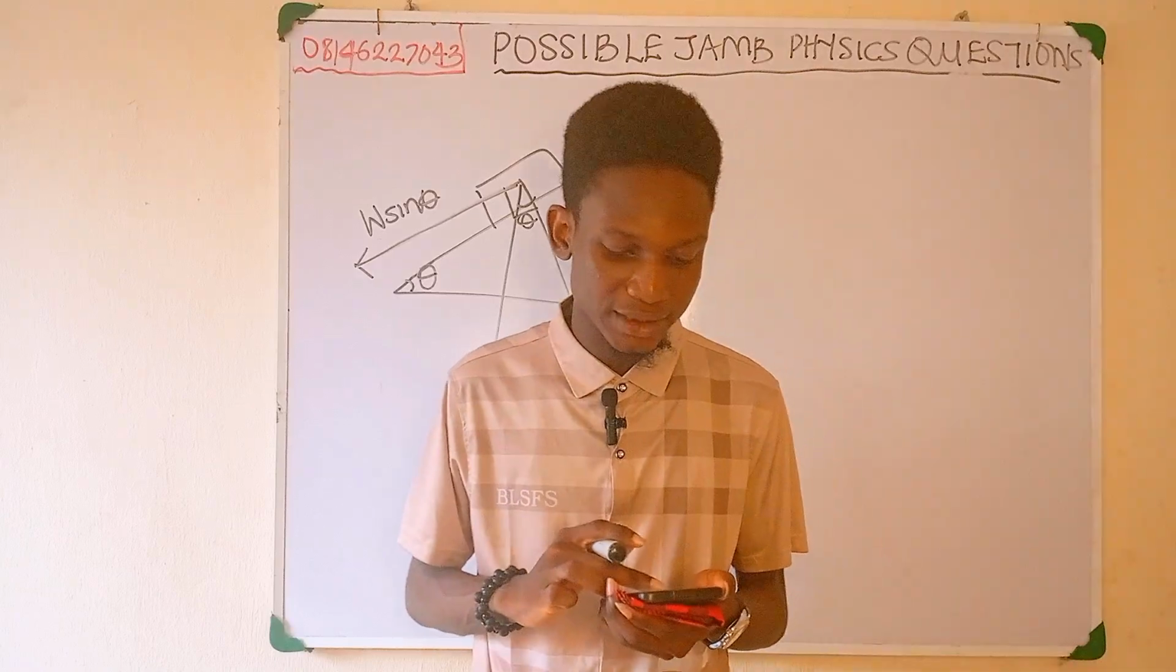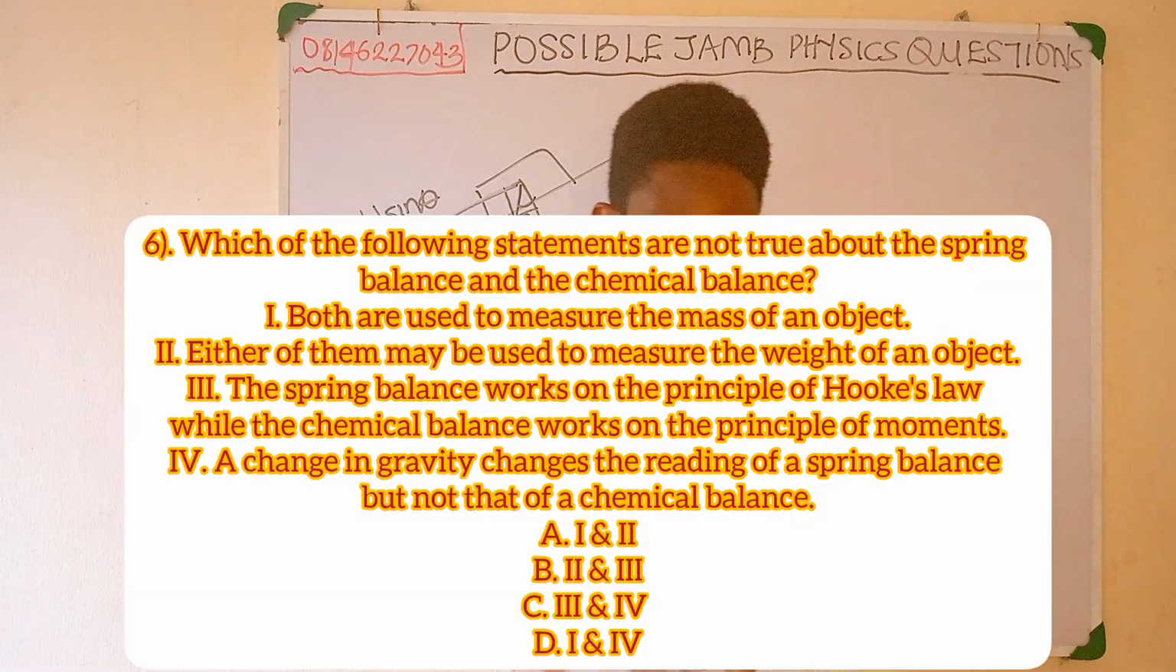So the sixth question says, which of the following statements are not true about the spring balance and the chemical balance? Number one, both are used to measure the mass of an object. Two, either of them may be used to measure the weight of an object. Three, the spring balance works on the principle of Hooke's law, while the chemical balance works on the principle of moment. Four, a change in gravity changes the reading of the spring balance, but not that of a chemical balance.